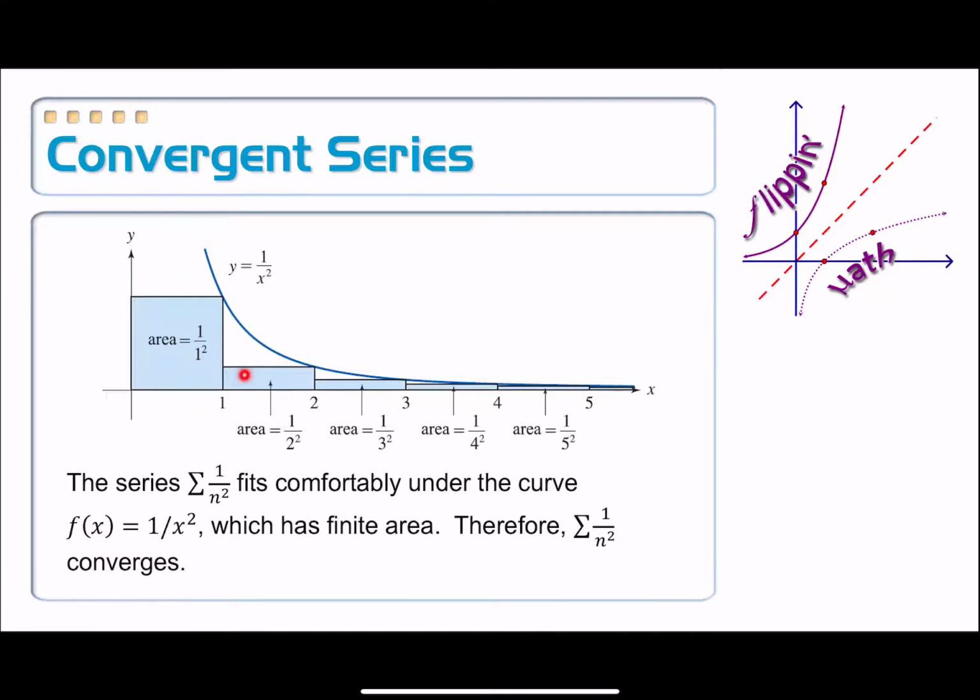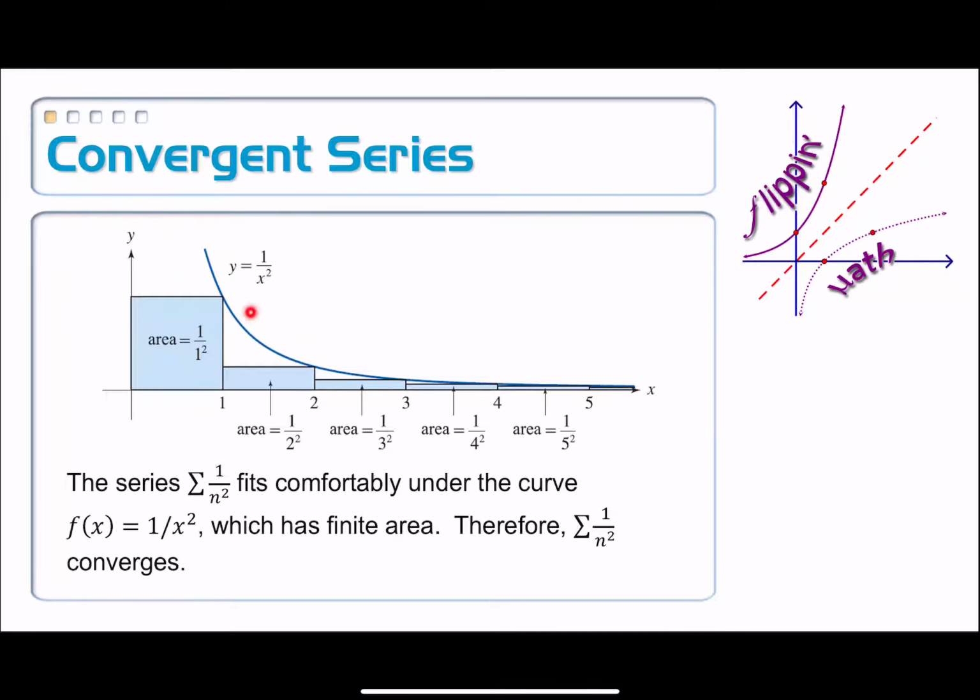This is a 1 by 1/4 rectangle, so this rectangle represents that 1/4. Right? And then if I were to stick in 3, 3 squared is 9, this is 1/9. This is a 1 by 1/9 rectangle, the area of that represents that term, and then so on. And you can see that every single one of those rectangles fits very, very comfortably underneath that curve.